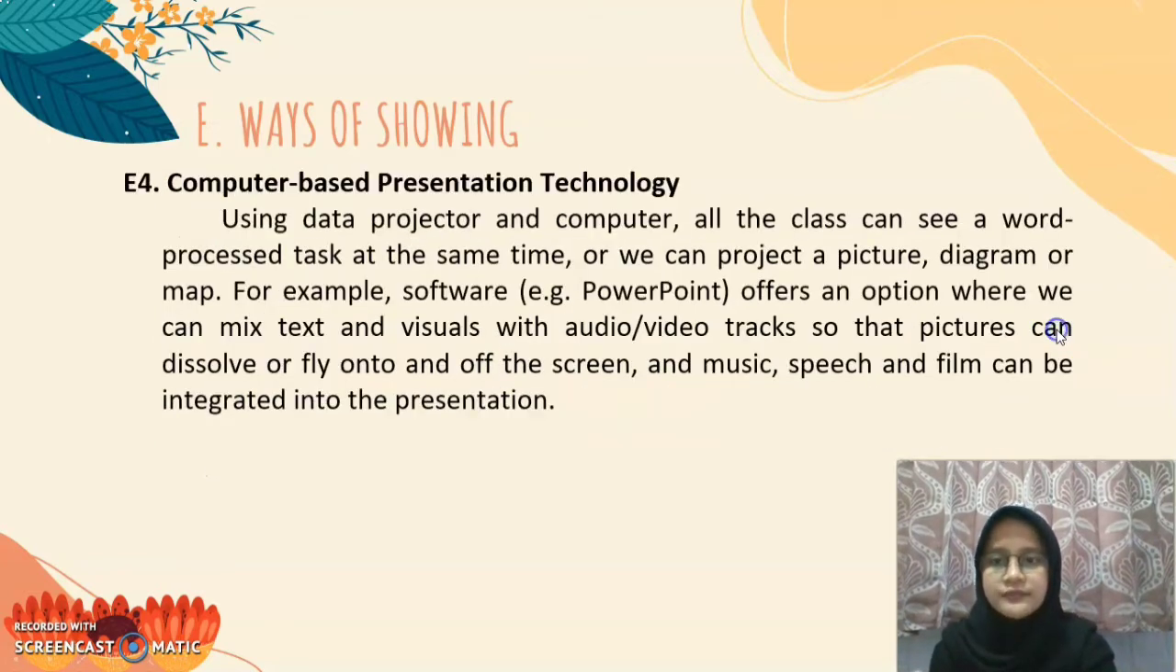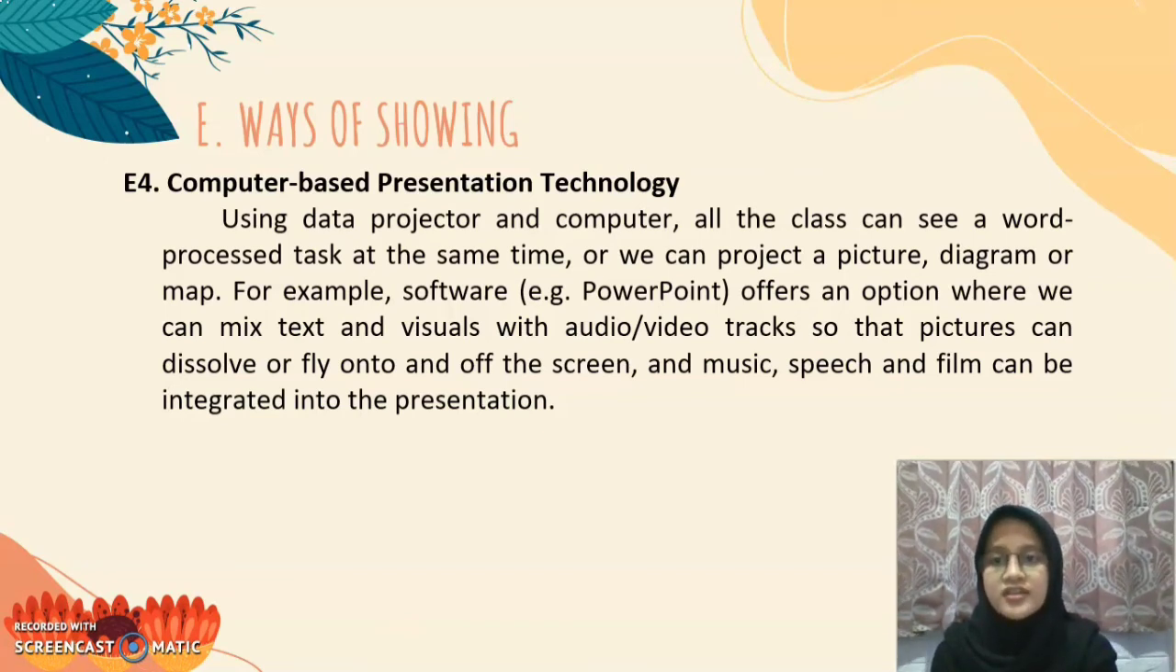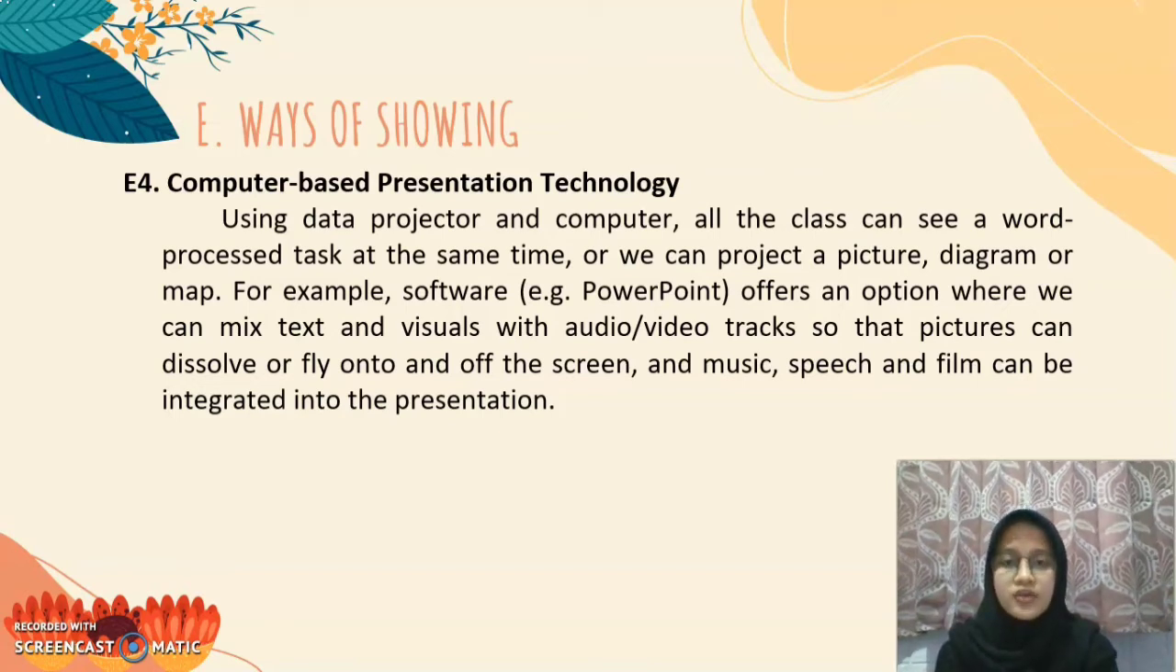Okay, next. The fourth topic of ways of showing is computer-based presentation technology. Computers have changed the world of classroom presentation.